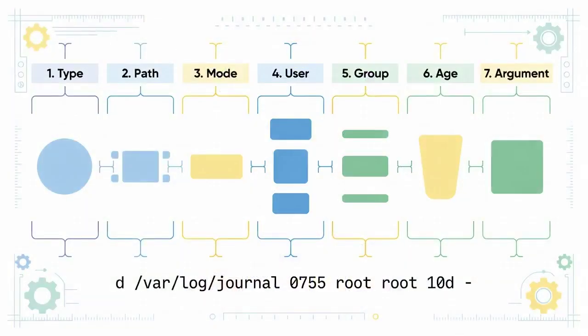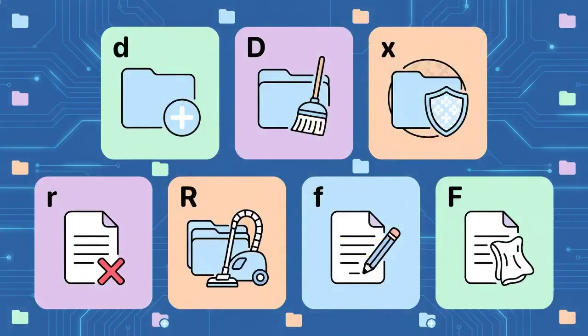Each line in a config file has 7 columns. Type, path, mode, user, group, age, and argument. Type tells tmpfiles what action to take. Path is the target, mode sets permissions, user and group assign ownership, age controls cleanup timing, and argument handles type-specific extras. The type column is where the real power lives.